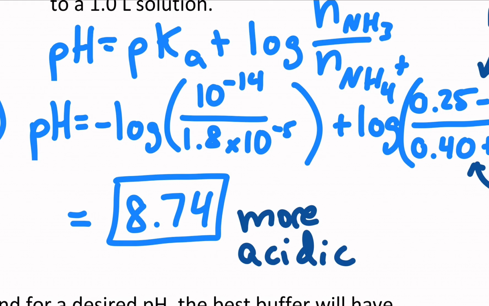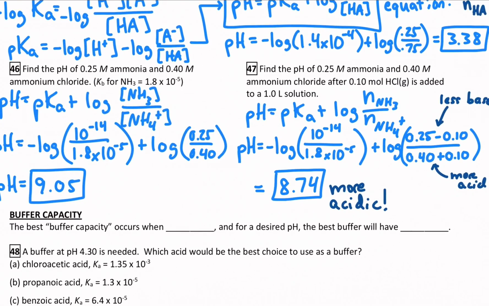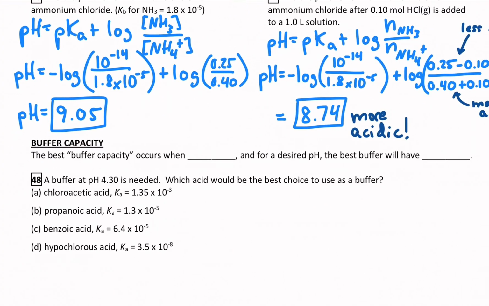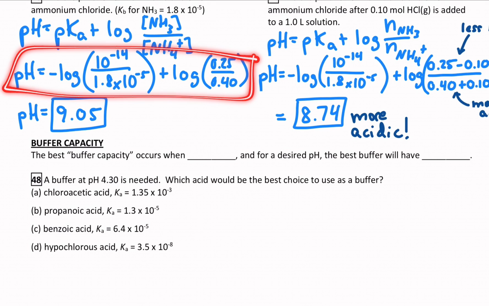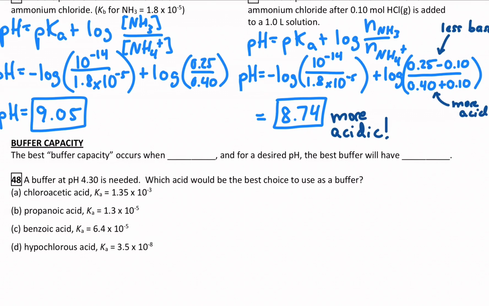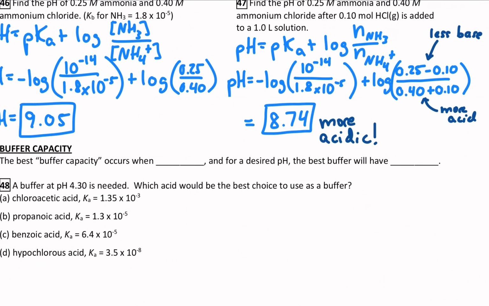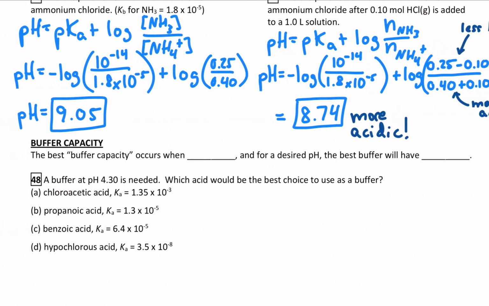We had 9.05 a moment ago, and now we're a little bit more acidic, a little bit lower on the pH scale. So we can very usefully use this buffer equation, not just to get the pH in the beginning, but even to bury all the little changes that happen, as long as we keep track of what's going on when we're adding things like an acid versus a base.